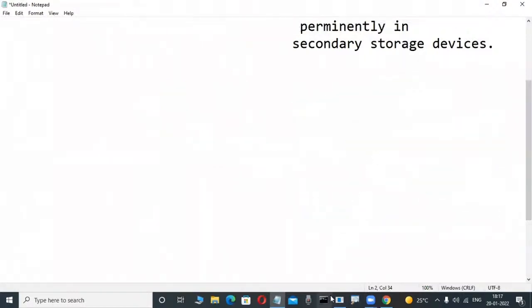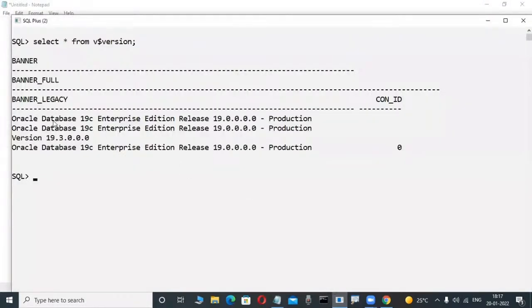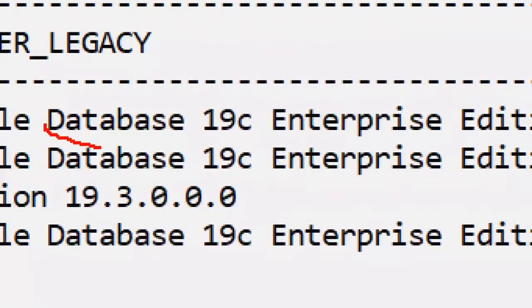Now check it out, concentrate here. For example, don't worry, suppose this is an Oracle database in my system, where we are teaching many classes.